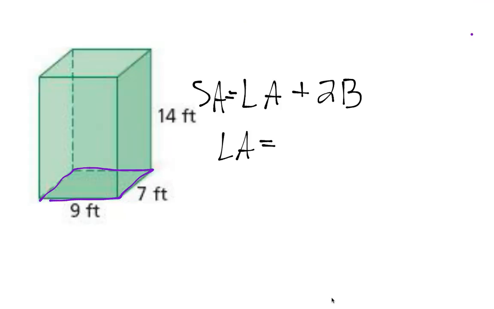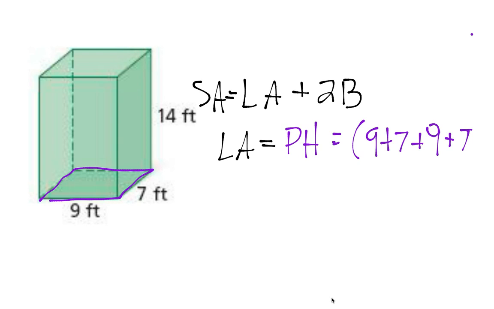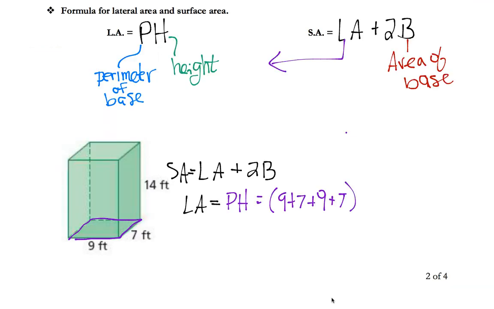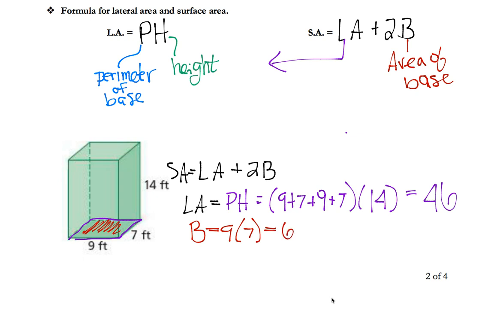So lateral area is P times H, which is 9 plus 7 plus 9 plus 7. My stylus is starting to lose it on me here. Times the height, which is 14. So that's going to be 32 times 14, which is 448. Capital B is going to be 9 times 7, which is 63.